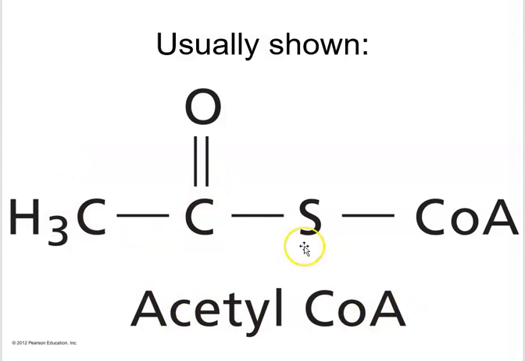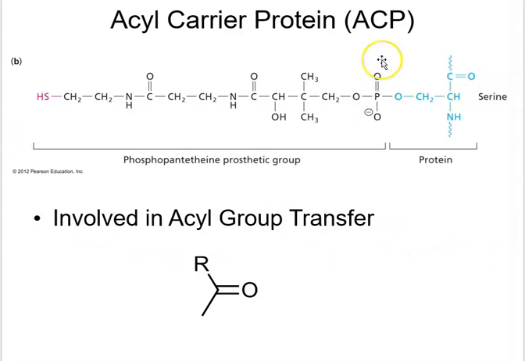So acetyl-CoA will be shown this way. And so whenever we're adding or removing an acyl group, you might see the CoA, or you'll see the acyl carrier protein attached to that acetyl group. Those are different ways that we'll see this.